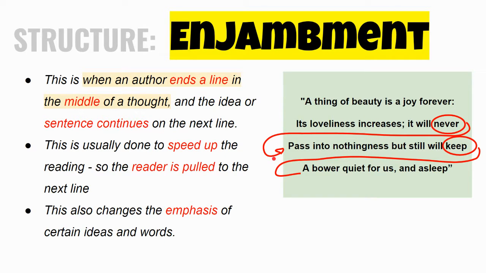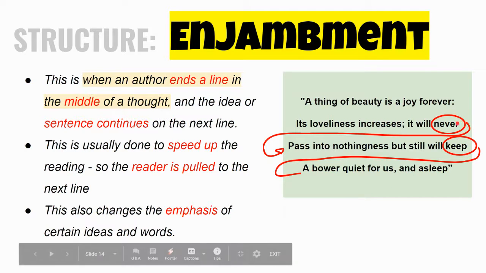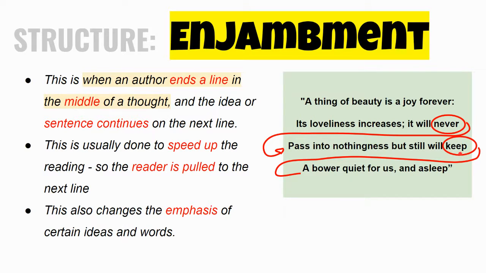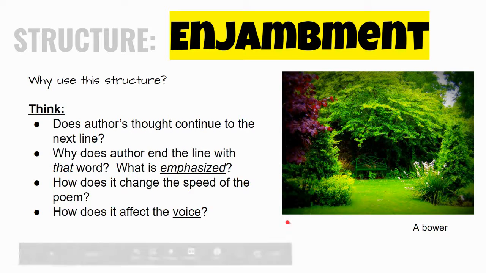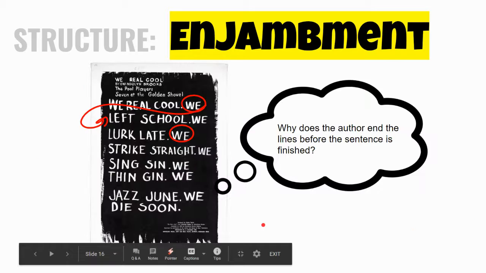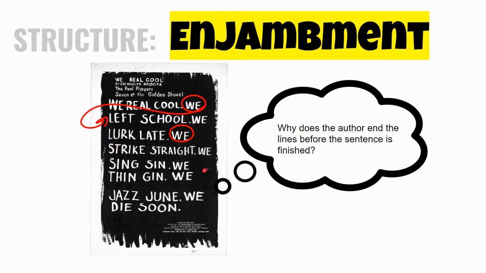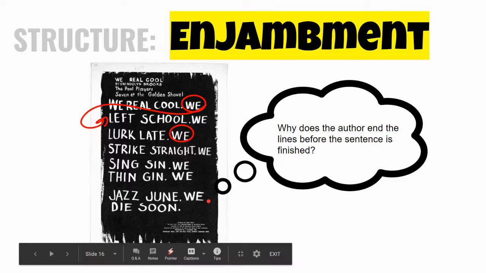So you're going to want to think about, why does the author end a line in the middle of a thought? Sometimes it's to speed up the reader so that they are pulled to the next line. Also, it changes the emphasis of the different words at the end of the line. So they might use that for rhyming. Okay, so you're just going to be thinking about, what is emphasized by putting that word at the end of the line? They do that for a very specific reason. It's not because they ran out of paper.